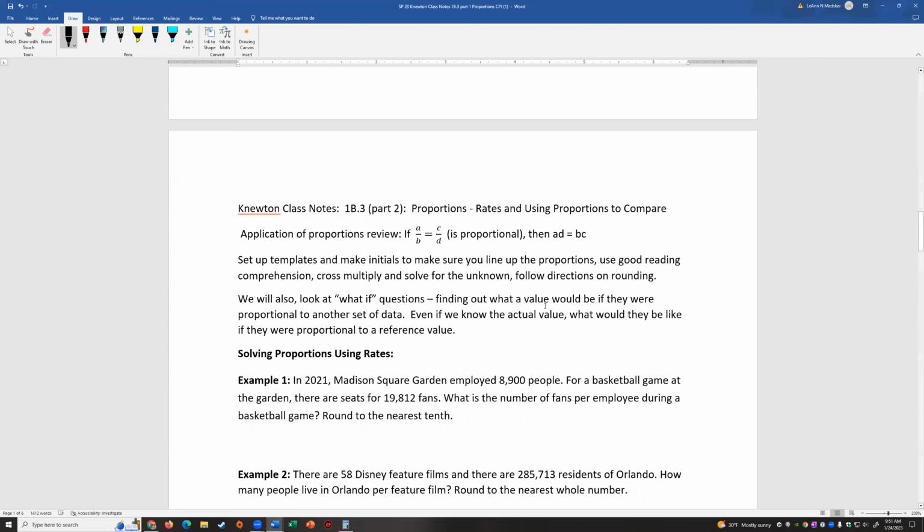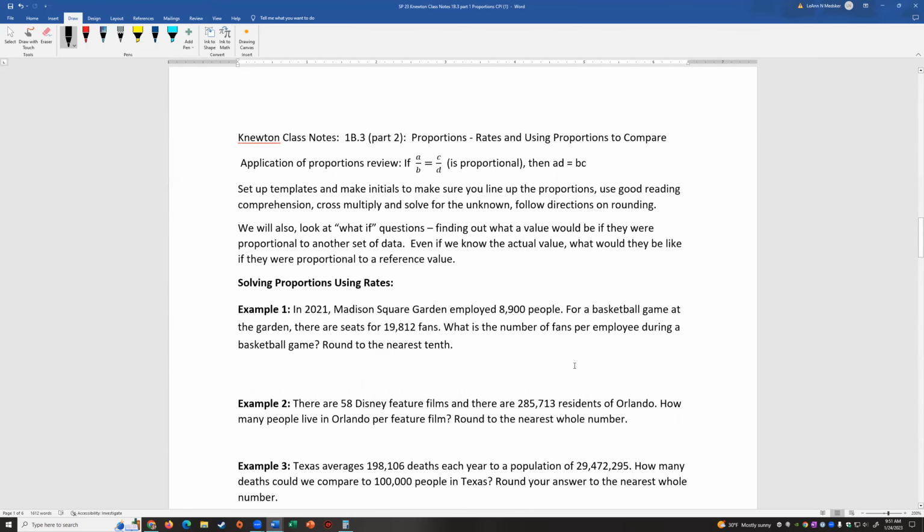It says in 2021, Madison Square Garden employed 8,900 people. For a basketball game at the Garden, there are seats for 19,812 fans. And then this is just saying, what is the number of fans per employee? So this one's not really a proportion to solve. A lot of these are just, hey, do you remember what a rate is? Then we're going to jump in and do some comparison ones. So we just want to know the fans per employee.